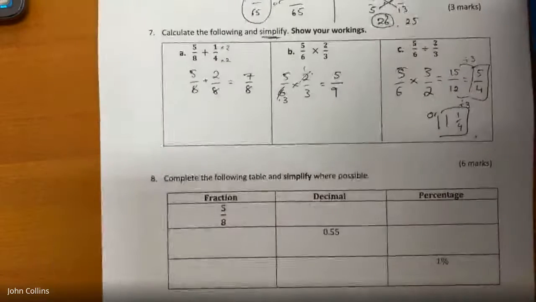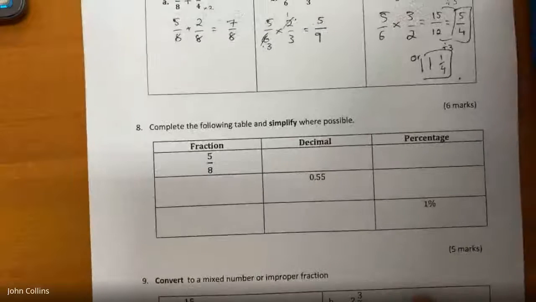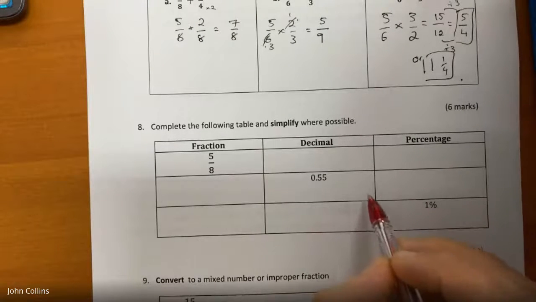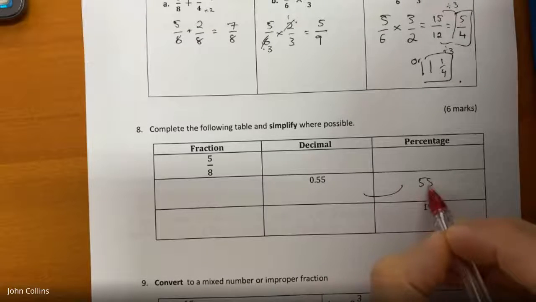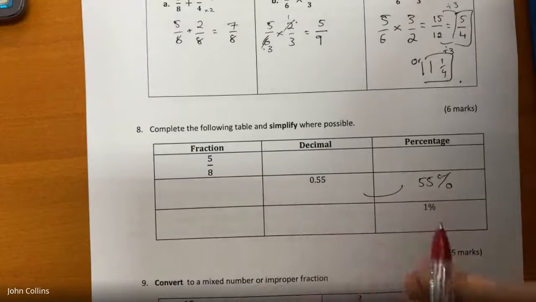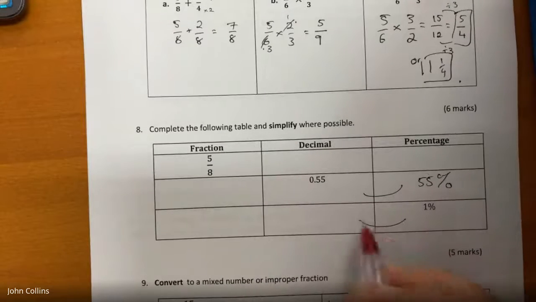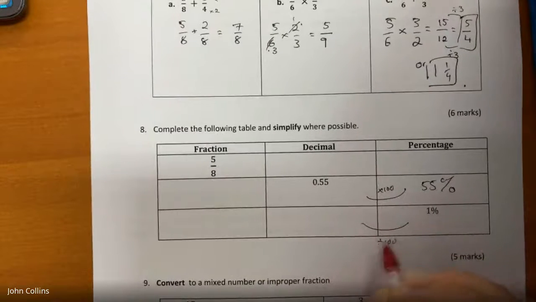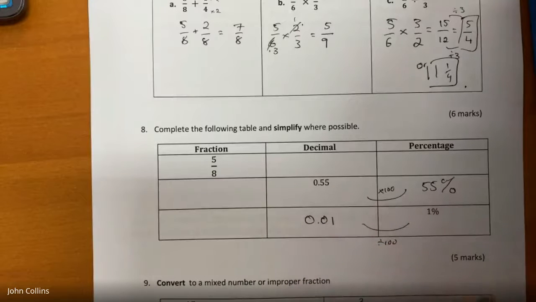All right, question 8, complete, simplify where possible. All right, so the middle one is probably the easiest one. Decimal to percentage, just multiply by 100, I get 55%. And that was easy. And then percentage, from 1% getting to a decimal, divide by 100. So that's multiplying by 100. That's dividing by 100, I get 0.01.